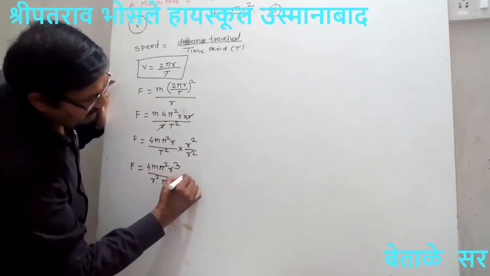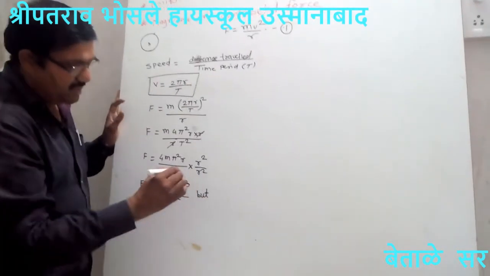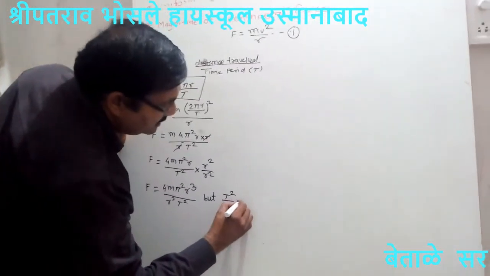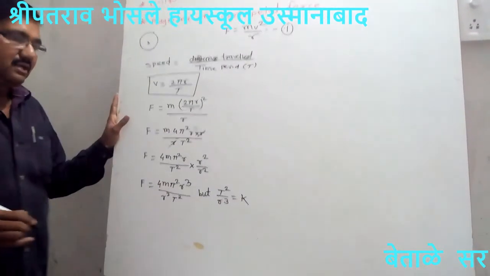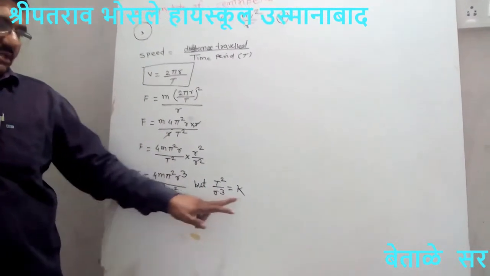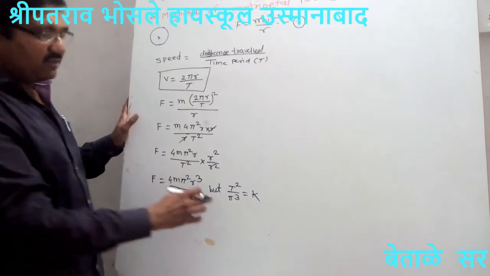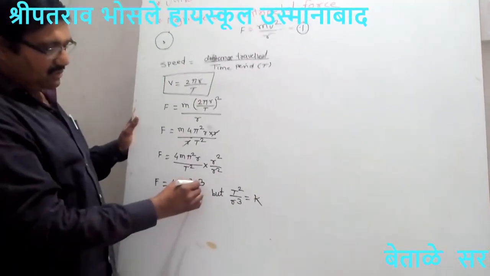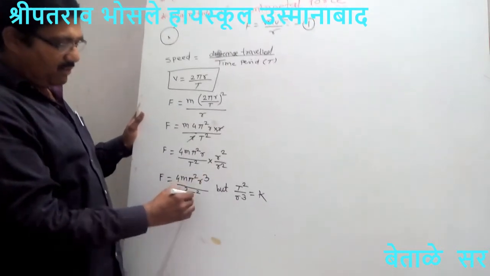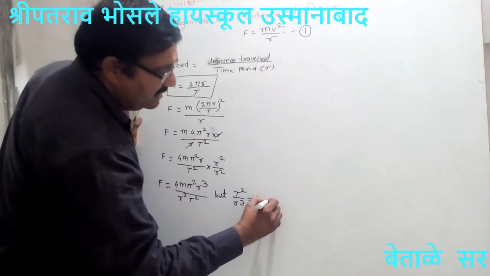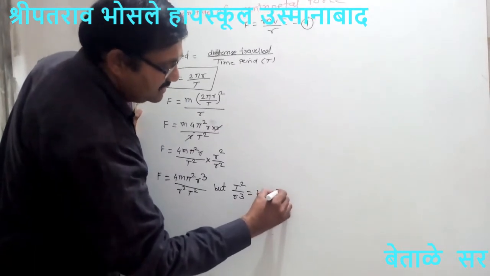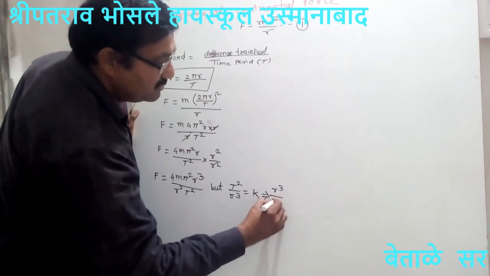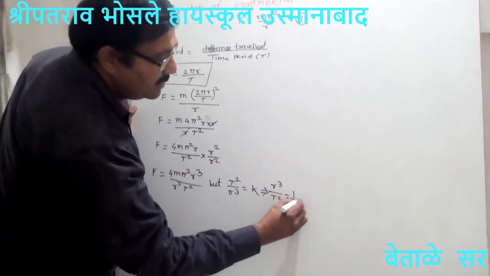But we know that by Kepler's law, T square upon r cube is equal to constant. T square upon r cube is equal to constant. According to Kepler's law, r cube upon T square is equal to 1 upon k.